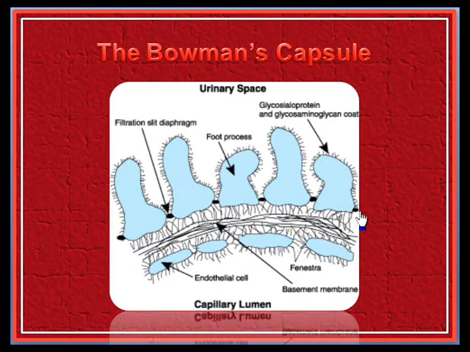the Bowman's capsule. So, the fenestrations here, the slit diaphragms there, and the basement membrane, and the fluid and molecules have to traverse. Whatever there is in the capillary lumen, all the smaller molecules and water are freely filtered, but plasma proteins are withheld here, they are not filtered.